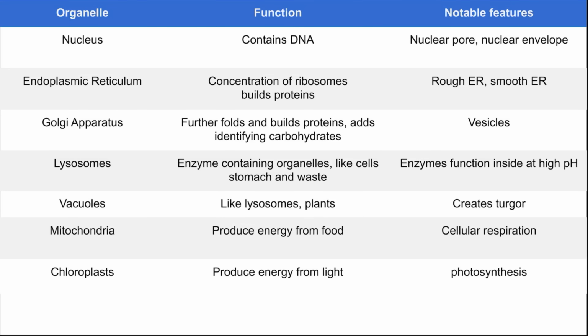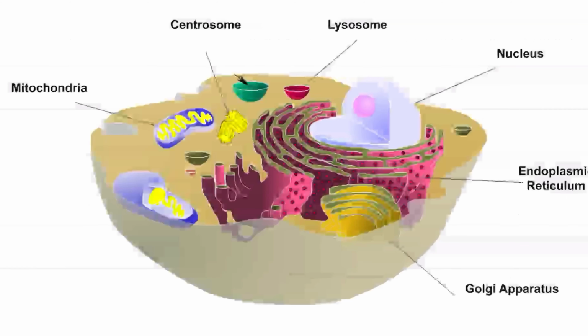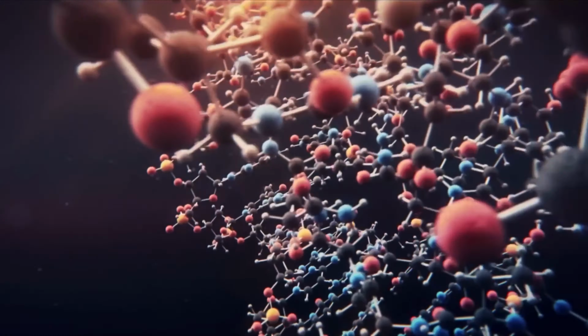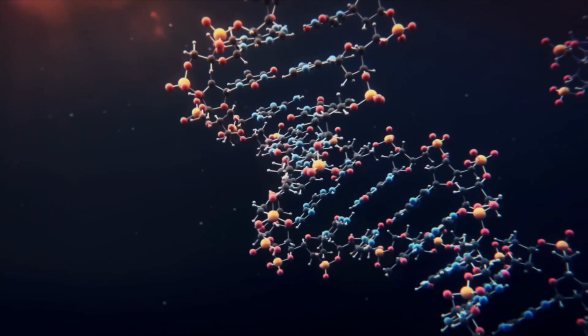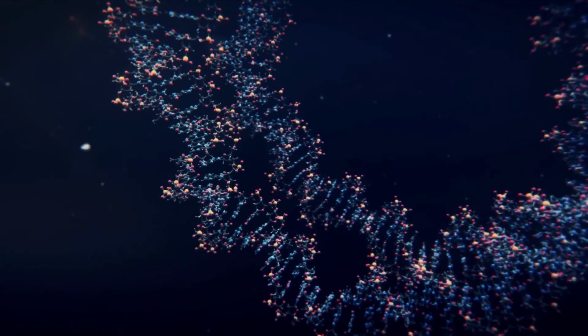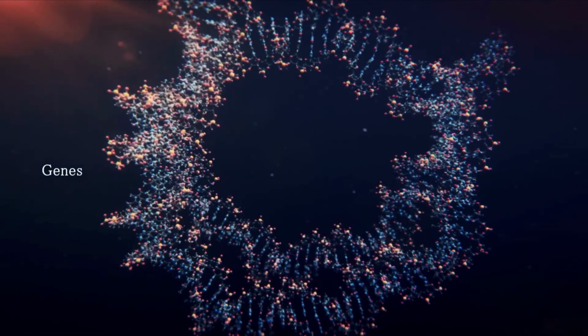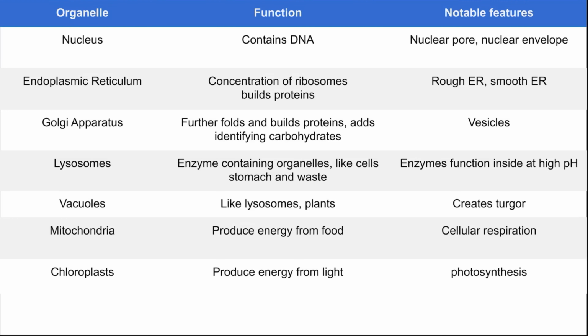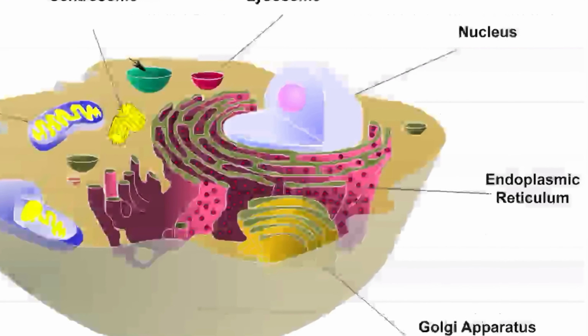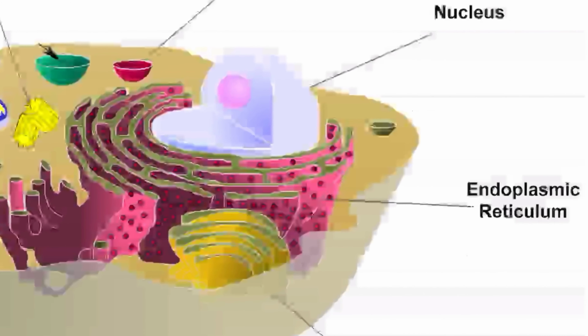Let's explore the different organelles in eukaryotic cells in cellular anatomy. Eukaryotic cells have a nucleus. The nucleus contains DNA. It also has a nuclear pore and a nuclear envelope. The nucleus contains much of the information that the cell uses to manufacture different proteins and protein products throughout the body. The endoplasmic reticulum lies outside of the nucleus. The endoplasmic reticulum contains a concentration of ribosomes. Those ribosomes build proteins.